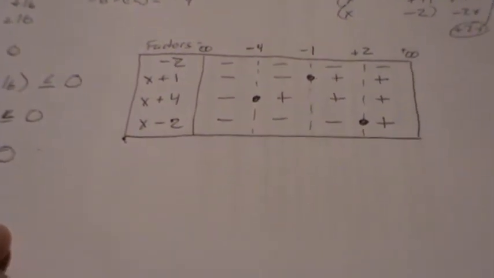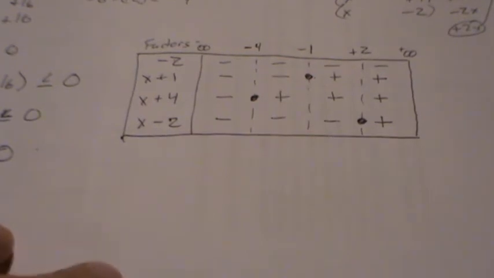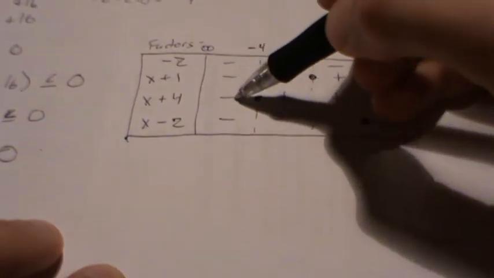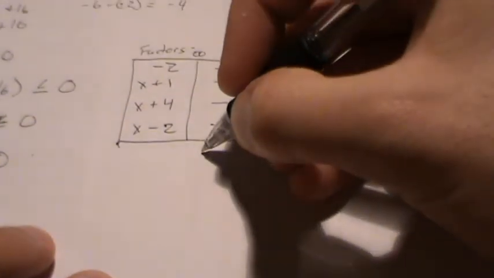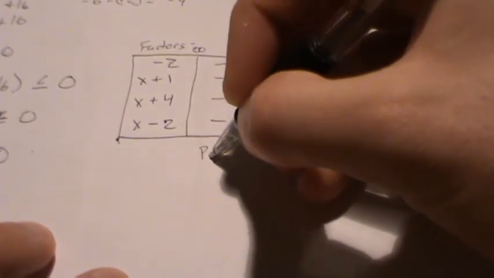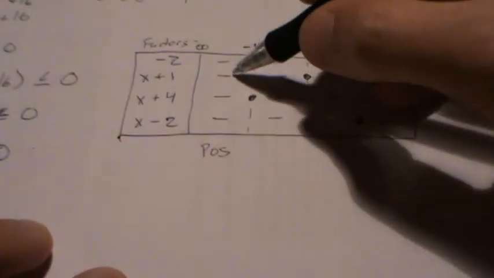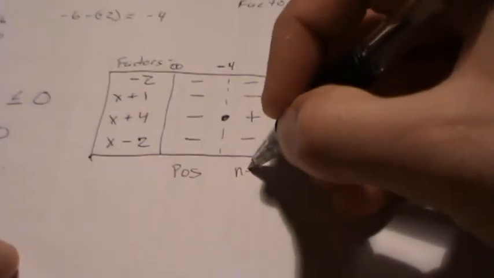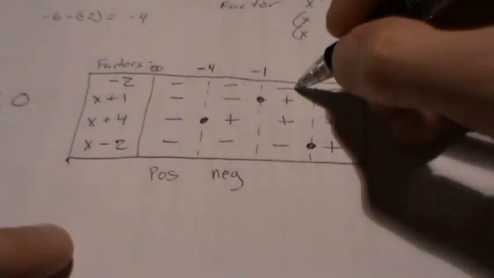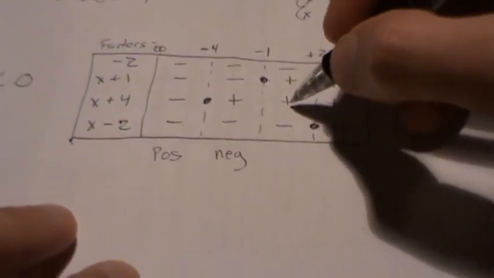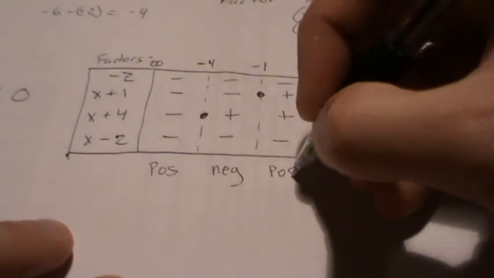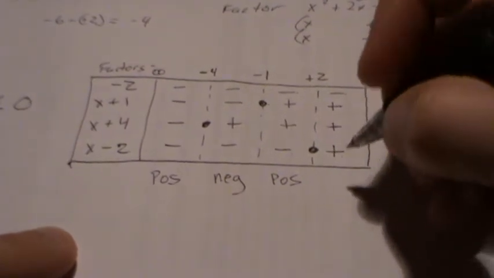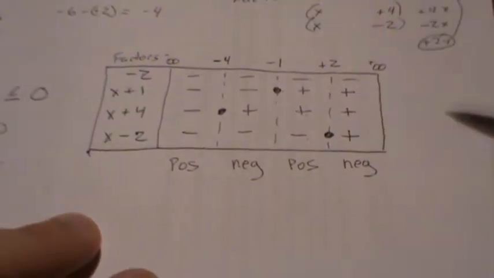Now, the final step is to count up all of your negatives here. I've got 1, 2, 3, 4 negatives. This means it is, in the end, positive. 4 negatives is a positive. Here, 3 negatives is a negative. Here, 2 negatives and 2 positives is a positive, and 1 negative and 3 positives, this is negative. Okay?